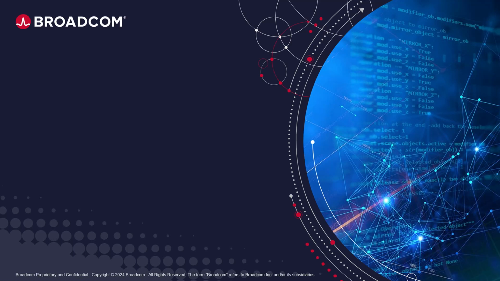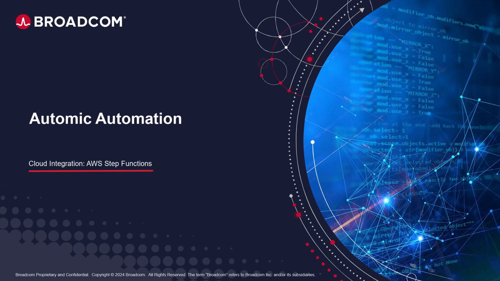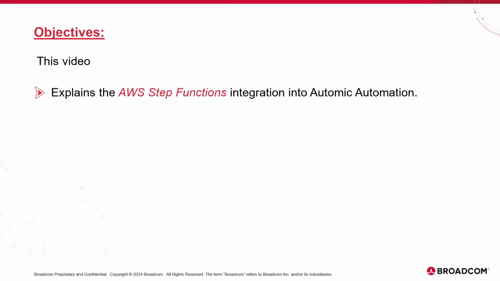Welcome to this video on the Automic Automation AWS Step Functions integration solution. In this video, we will explain the AWS Step Functions integration and what it brings to the Automic Automation user community. AWS Step Functions is a serverless orchestration service that integrates with any AWS functions and with third-party systems and APIs to build business-critical applications.